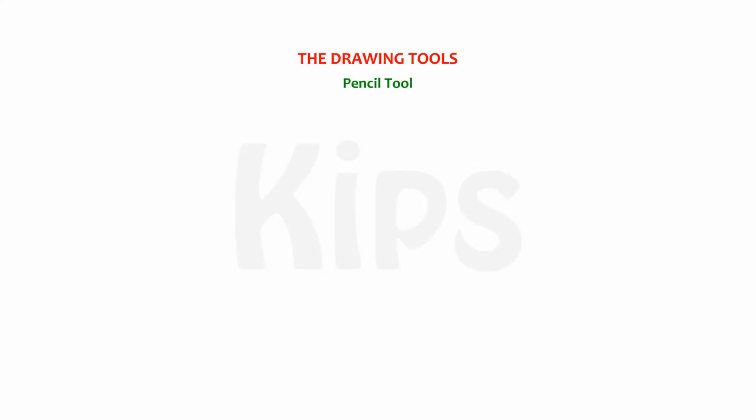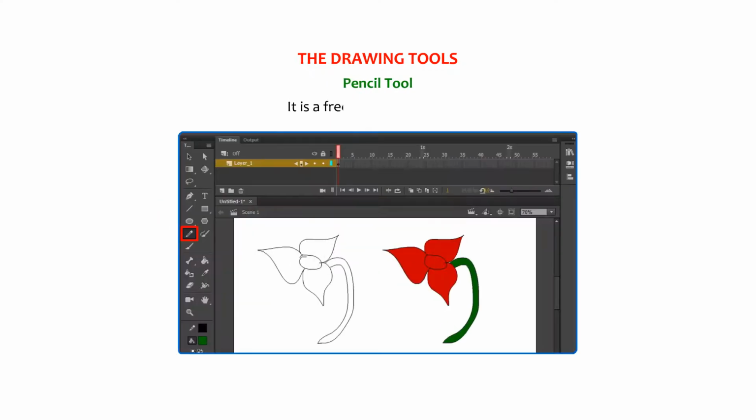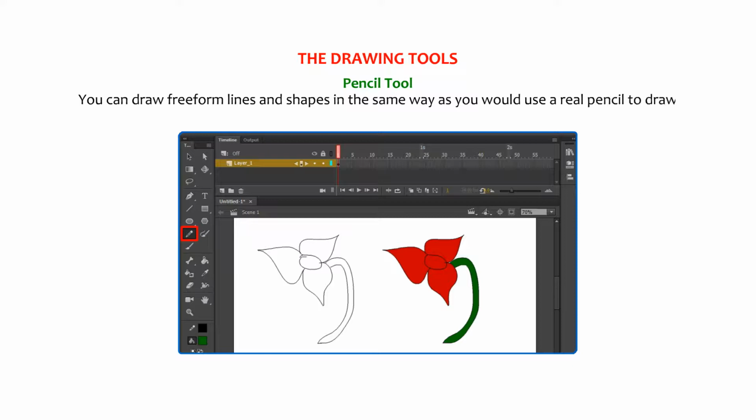Let's now talk about the pencil tool. It is a freehand drawing tool. You can draw free-form lines and shapes in the same way as you would use a real pencil to draw any figure on the canvas.